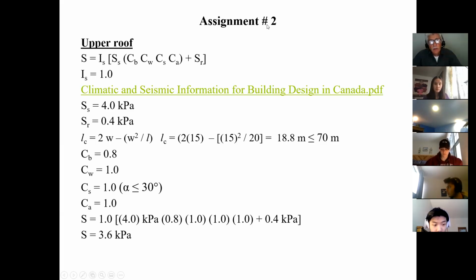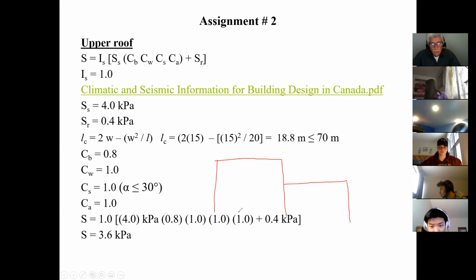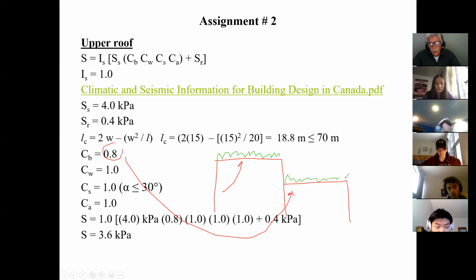And as I said before, as long as the CB factor is the same on the lower roof as it is on the upper roof, hopefully, then here's our building, there's our building. In theory, if the CB value for the lower roof is the same as the upper roof, then as far as the snow load goes, I would have the same uniform snow load on both roofs. And that's what happens. So here I have the same value as here.